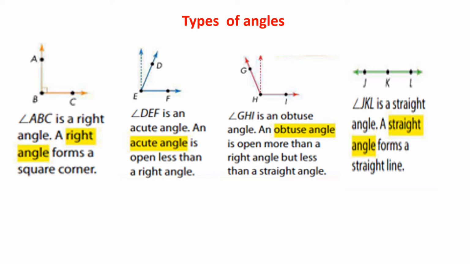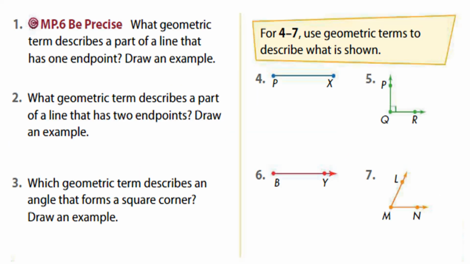Okay, let's solve some questions for those parts. For question number 1, what geometric term describes a part of a line that has only one end point? Remember again, if it has one end point, which one will it be? Of course, it's going to be a ray. Which one has only one arrow, which goes on and on in one direction only? Of course, it's going to be ray. So the answer of the first question will be ray.